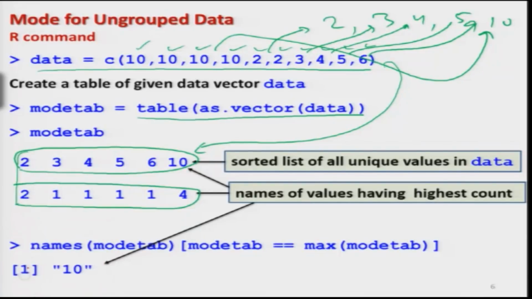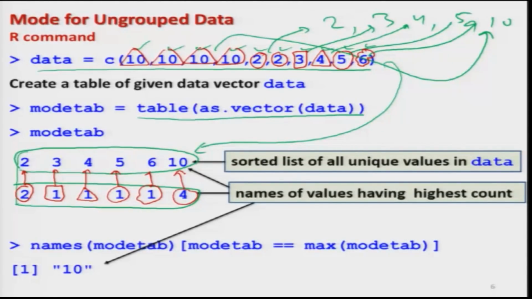For example, 2 is occurring 2 times, 1, 2. So this is here 2. 3 is occurring only 1 time, so this is 1. 4 is occurring only 1 time, so this is 1. 5 is occurring 1 time, so this is 1. Then 6 is occurring 1 time, so this is 1. And now 10 is occurring 1, 2, 3, and here 4 times. So this is 4, and this is the 10.